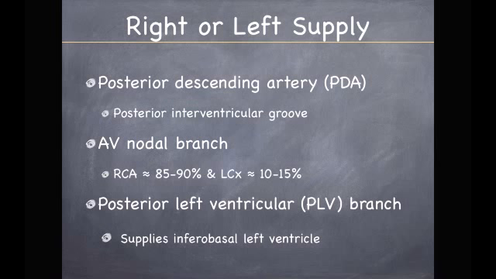And that's a vessel we don't see very often. It generally comes off the right coronary artery very low at the crux of the heart and goes directly up into the AV node, and it's very difficult to see it oftentimes. And then the posterior left ventricular branch, or the PLV branch, is going to supply the inferior basal aspect of the left ventricle. And again, that is determined by the dominance, or it actually can be off the left side if it's codominant.